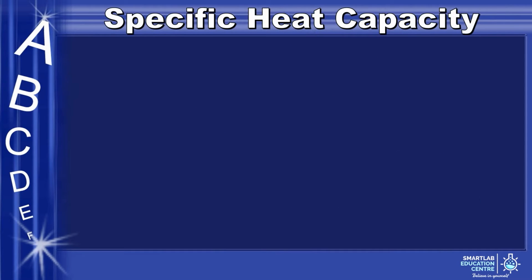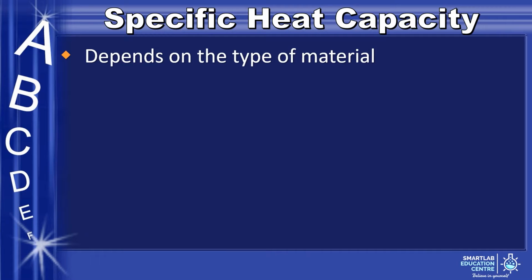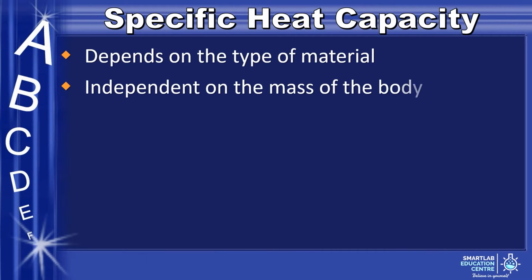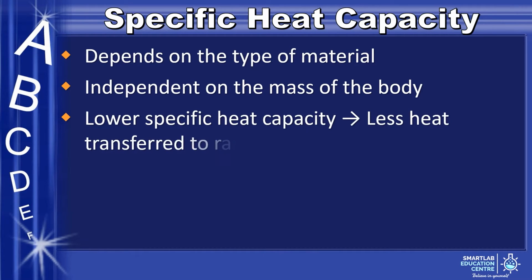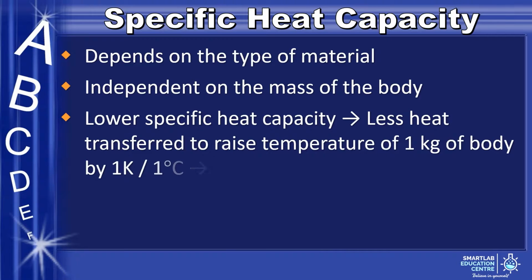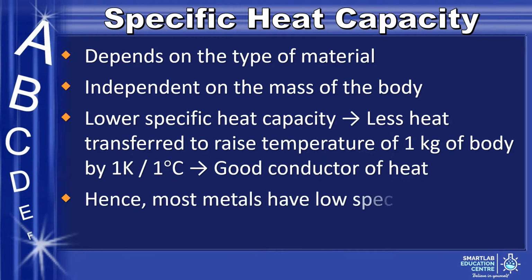For specific heat capacity, it also depends on the type of material. However, unlike heat capacity, it is independent of the mass of the substance. For a substance with a low specific heat capacity, it absorbs less heat to raise a kilogram of mass by a unit temperature. Hence, we can say that most metals have low specific heat capacities. This is a better indicator of thermal conductivity as compared to heat capacity alone.